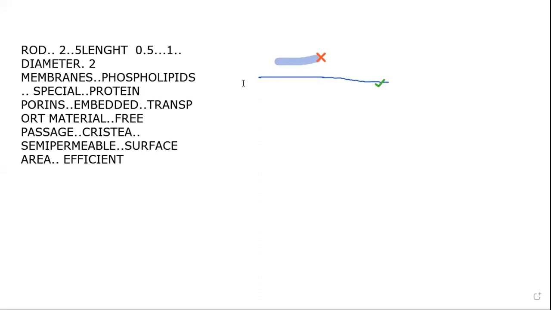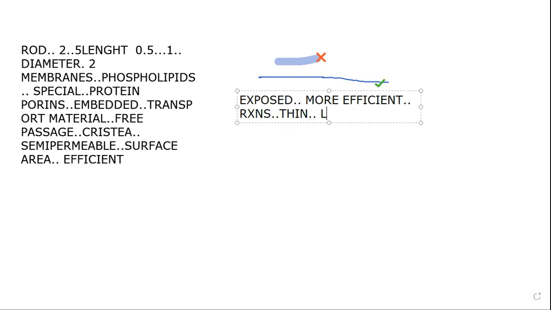Because it has more surface area exposed, it is going to carry out more efficient reactions. Now this is the same case in the mitochondria. The inner membrane of the mitochondria is very thin. It has a large surface area exposed, which means that it is going to carry out many reactions.